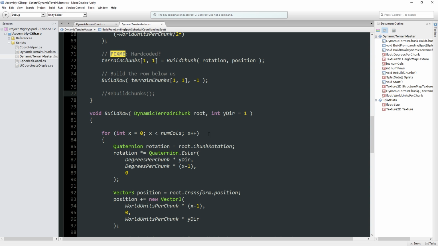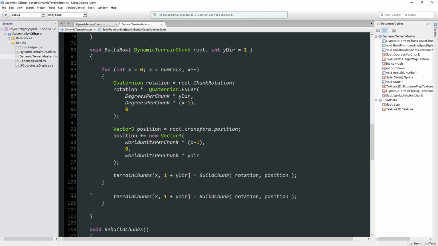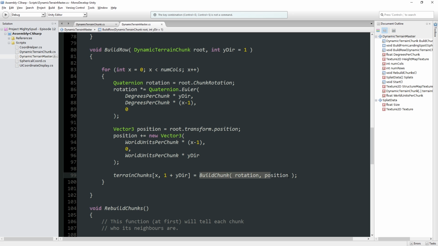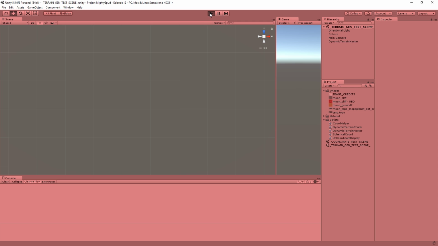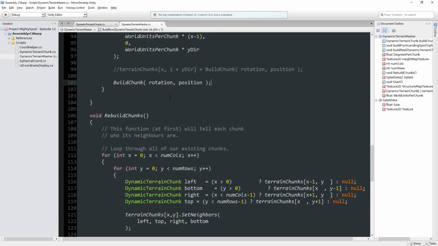Rebuild chunks tells the train chunks who their neighbors are, so it just affects level of detail, apparently. We're going to leave that out. We're not actually going to care about writing to the array at all, because we can still build chunks, so we're not writing anything to the array except for the original root bit.